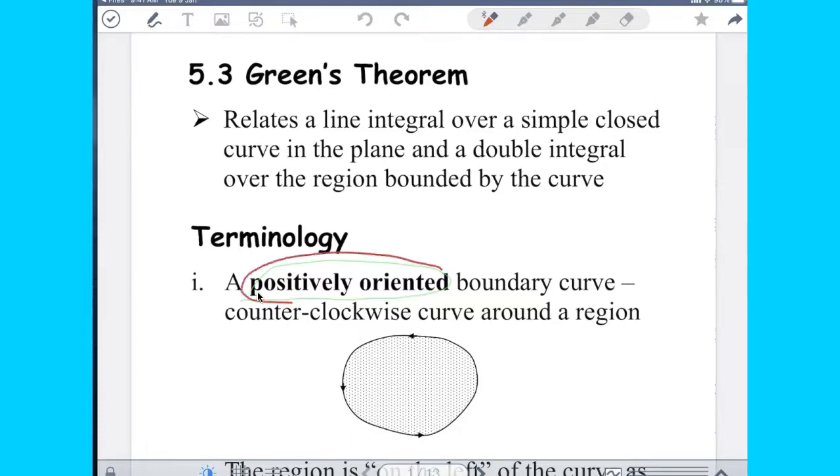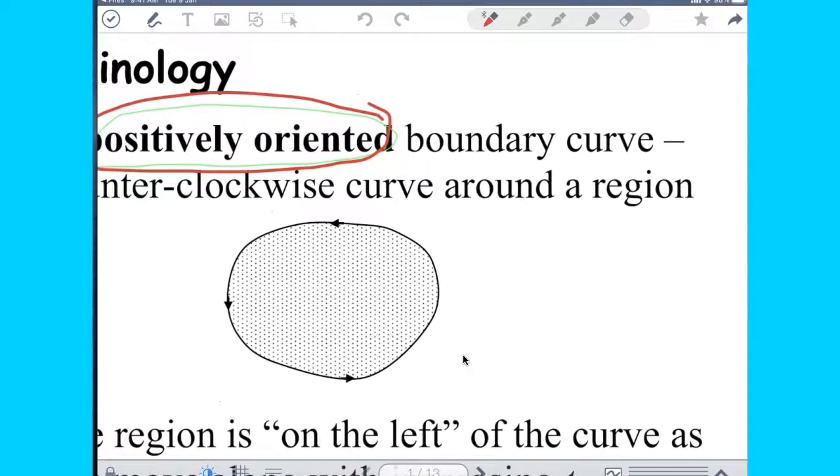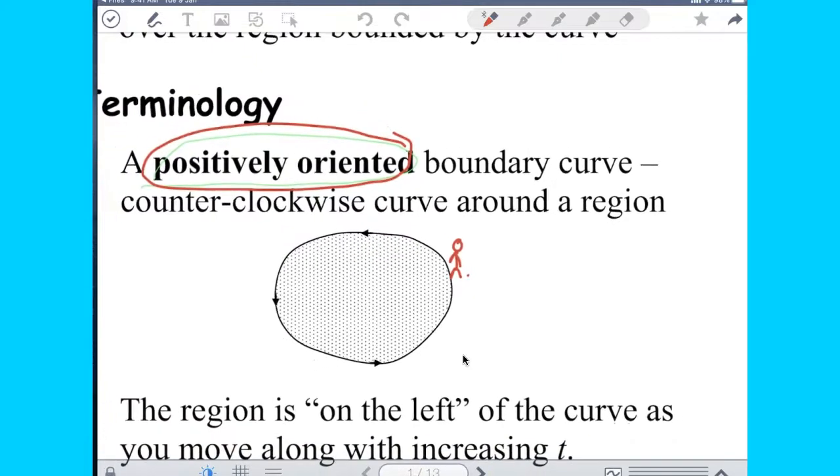Positively oriented means that you have a closed curve and it must be in the counterclockwise direction. It is like walking around a lake: you have to make sure the water is always on your left side when you are walking or jogging along the lake. So a positively oriented curve is sometimes called counterclockwise or anti-clockwise direction.